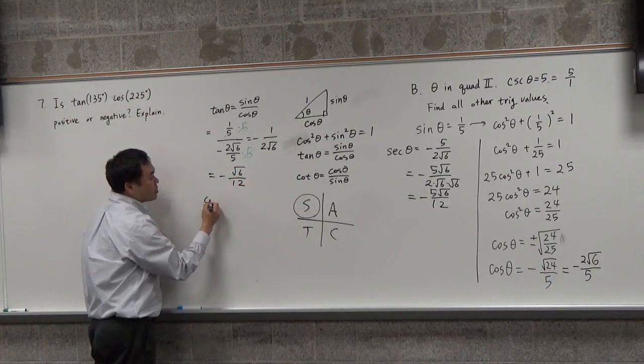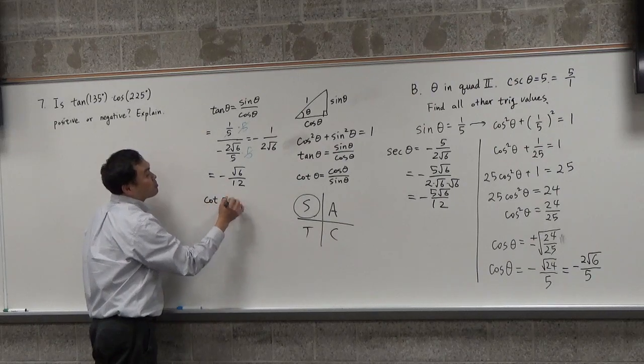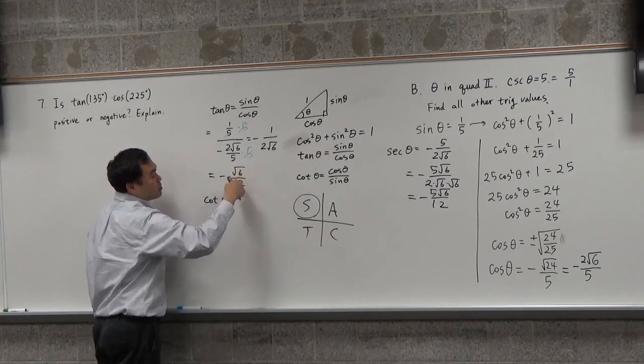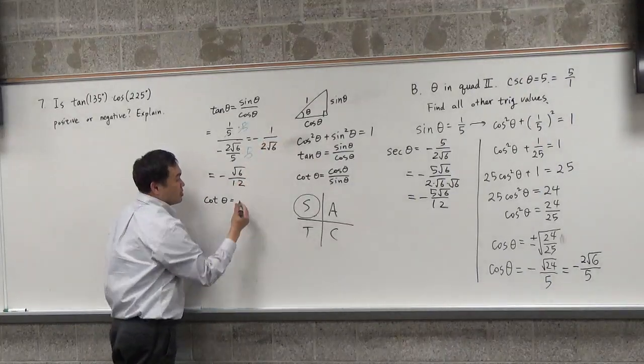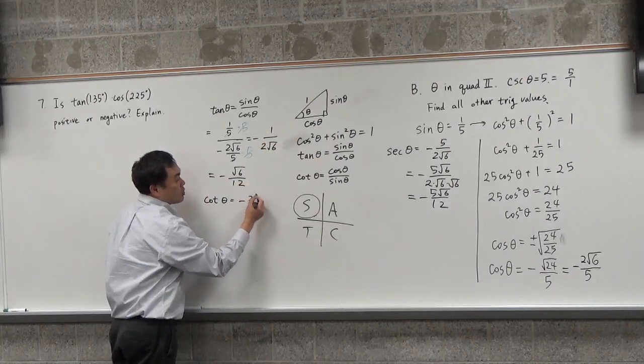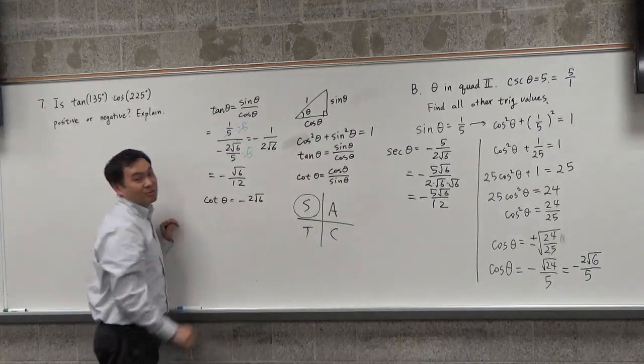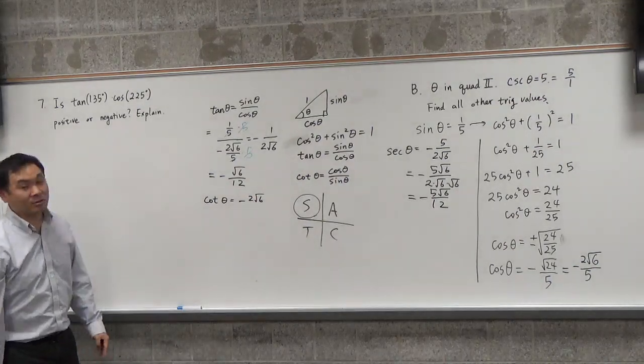Okay, then finally cotangent is the flip of this, but flipping this introduces a square root again. You don't want that. Instead, you want to flip this one so that you get 2 square root of 6 over 1, but dividing by 1 doesn't do anything, so that's the answer.